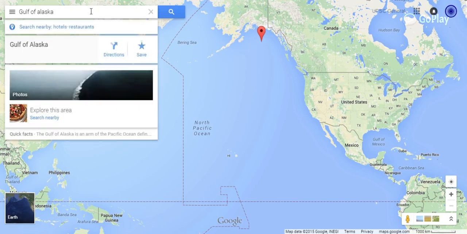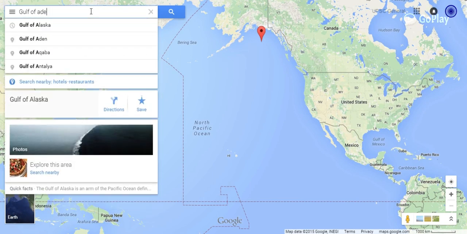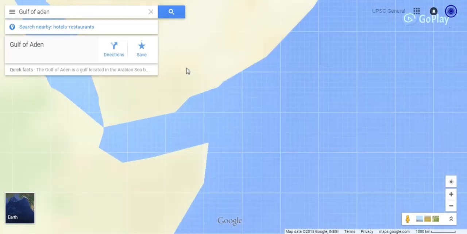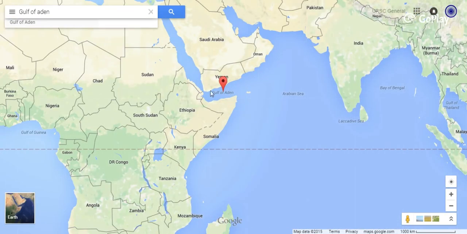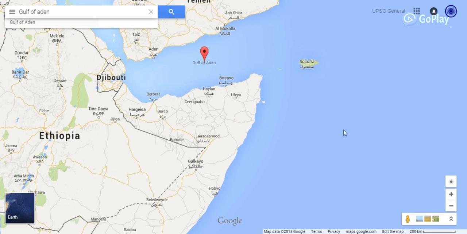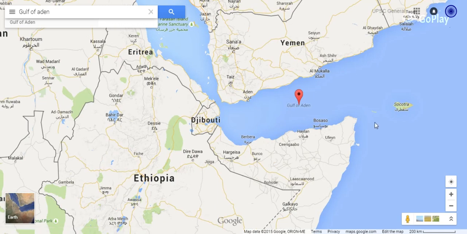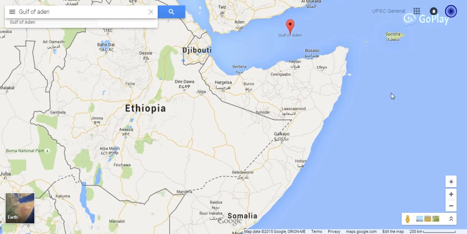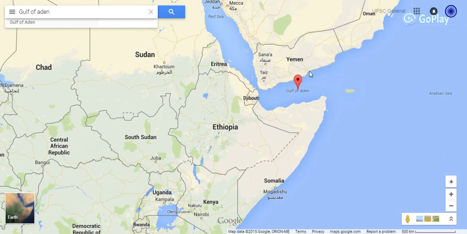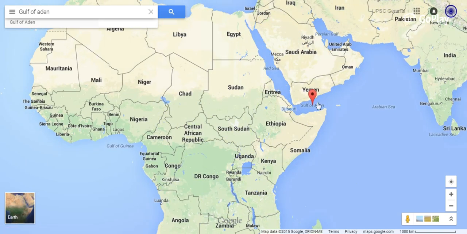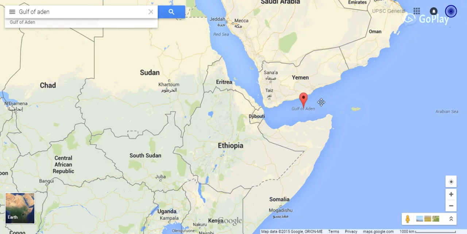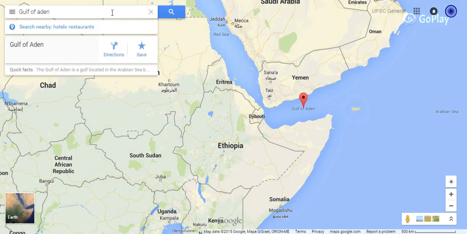And next is the Gulf of Aden. You must know this. The Gulf of Aden is an arm of the Arabian Sea. On the northern side we find Yemen, on the east Djibouti, and Eritrea to a certain extent, and on the south the Somalian peninsula. This is the Gulf of Aden, an arm of the Arabian Sea, and after this we find the Red Sea on the northern side.